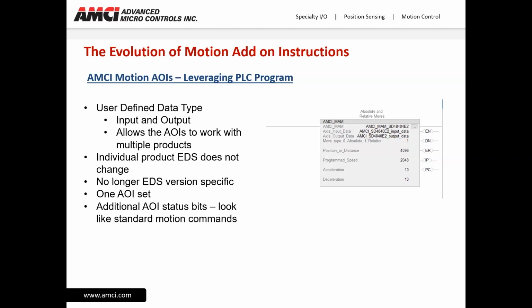And as you can see, what we've done to create these and make them a little bit more universal, a little bit user-friendly, is we've made them look a little bit more like the motion instructions from Rockwell Automation. We now have more data tags available to us. We have a done bit, we have an in process bit, and we have a process complete bit, which were not available with the other add-on instructions.